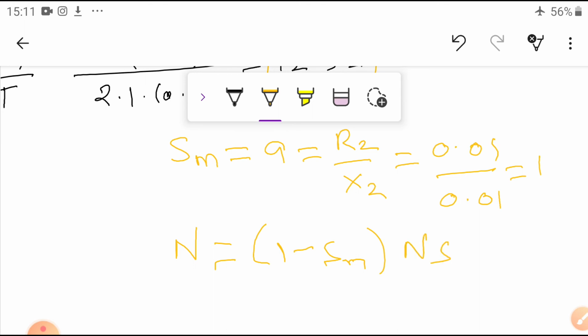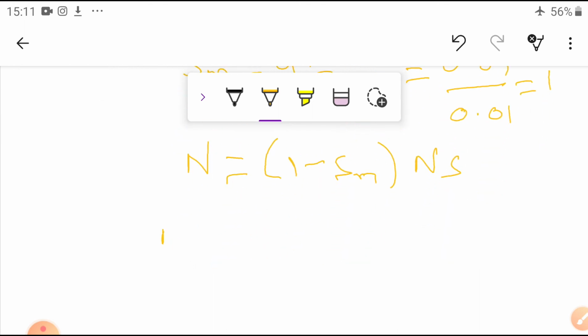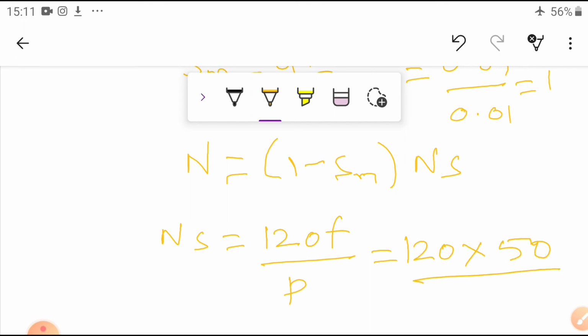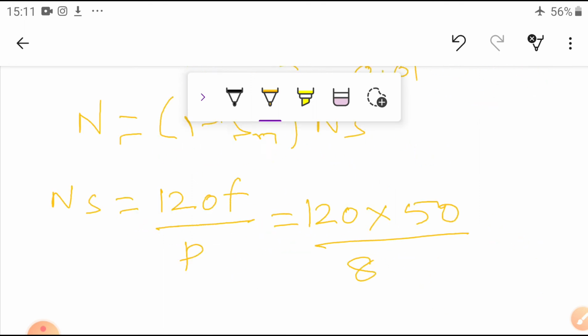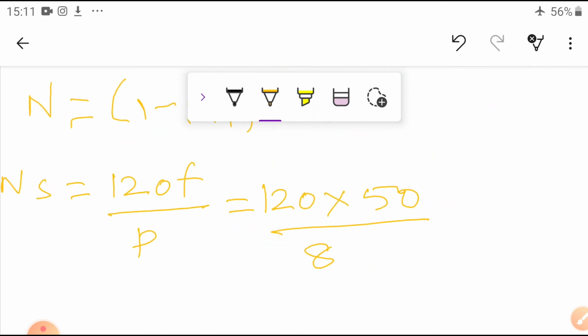So what is the Ns? Ns is equal to 120 F by P. So 120, 50 Hz is given. What is the P? Number of poles? 8 poles is given. By simplifying we are going to get 750 RPM. 750 RPM. Okay, so RPM you got it.